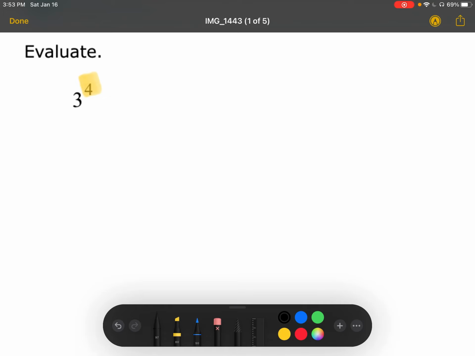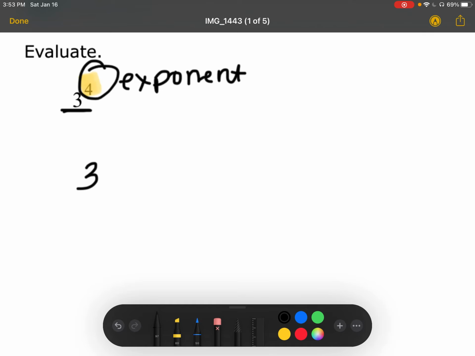So this number, the exponent, tells us something very important. When you see this exponent, this number tells us how many times you are going to multiply the number at the bottom times itself. So again, I have the number 3, right? And this number tells me how many times I have to multiply it by itself. Because it is a 4, I am going to multiply 3 times itself 4 times.